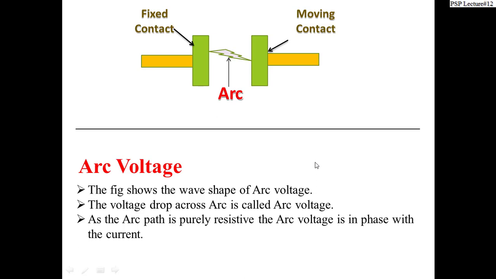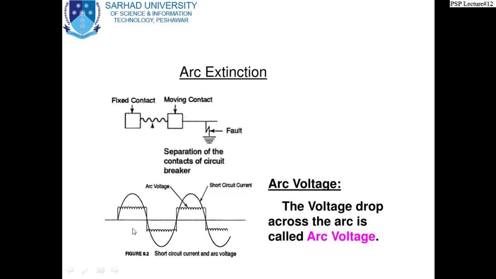Now see here, we have a fixed contact and a moving contact, and when these two contacts move away from each other, an arc is produced. This figure shows the arc between the two contacts. Now, gentlemen, we have some arc voltage because there is a flow of current, basically. The figure shows the wave shape.